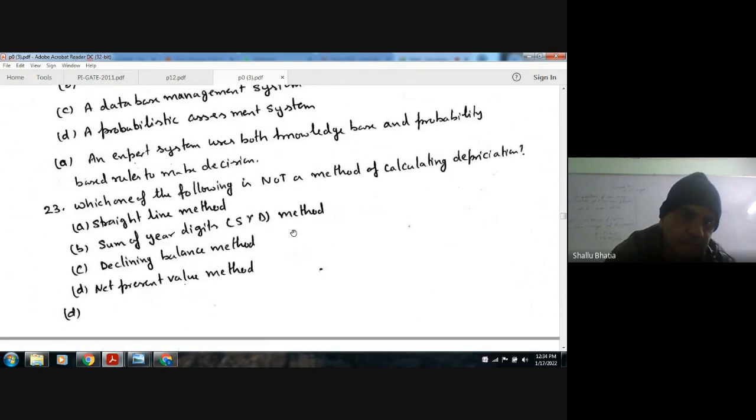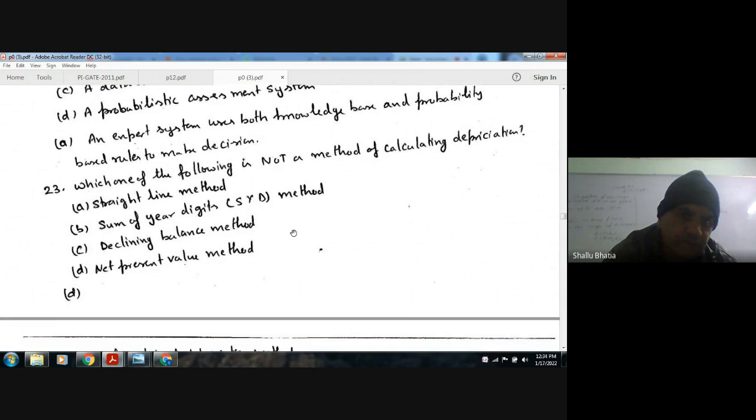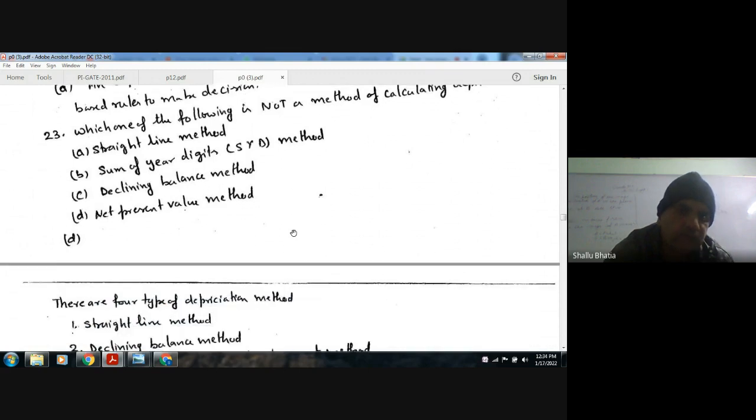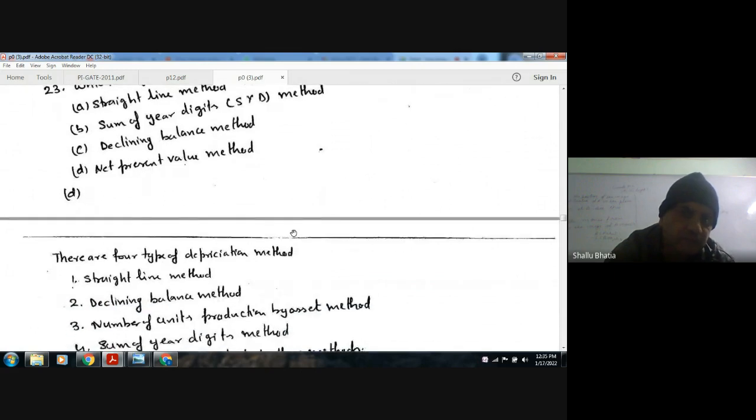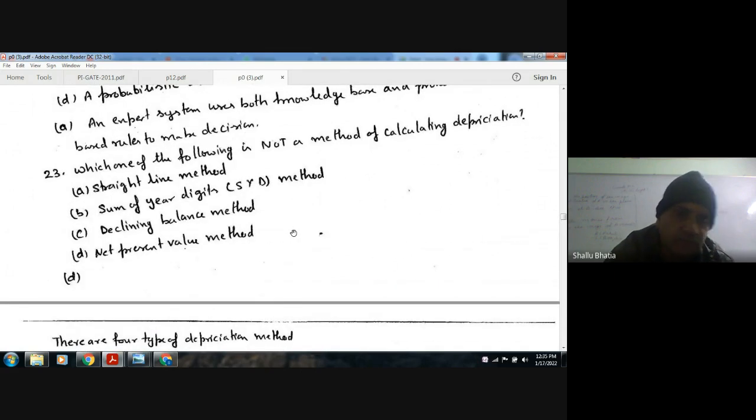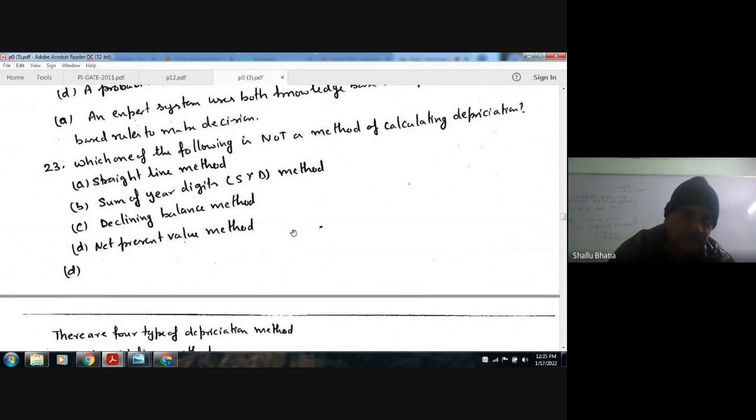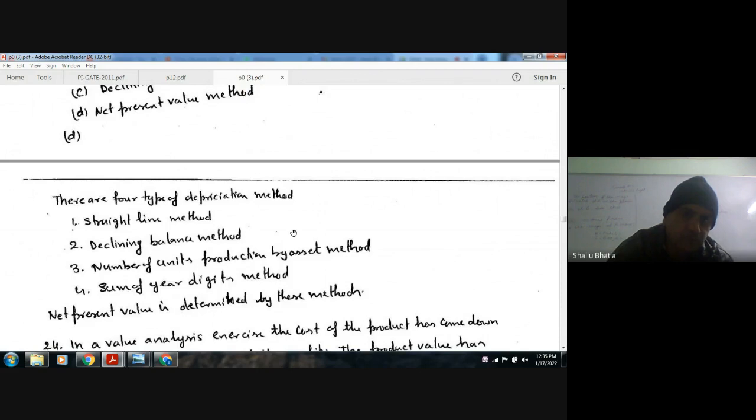Next, which one of the following is not a method of calculating depreciation? A straight line method, B sum of year digit method, C declining balance method, D net present value method. So NPV is not a method of calculating depreciation. It is the method to calculate the present value of money.